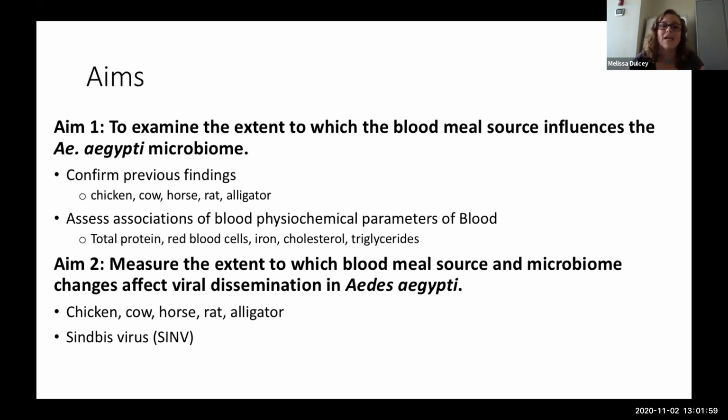And then our second aim is to measure the extent to which blood meal source and these microbiome changes affect viral dissemination within the Aedes aegypti mosquito. So we're going to use the same bloods as are used in the microbiome studies. And then we're going to use Sindbis virus, which is a Togaviridae, an alphavirus, as a model system to assess these differences.